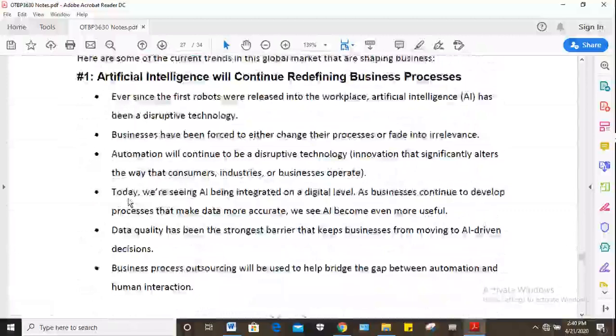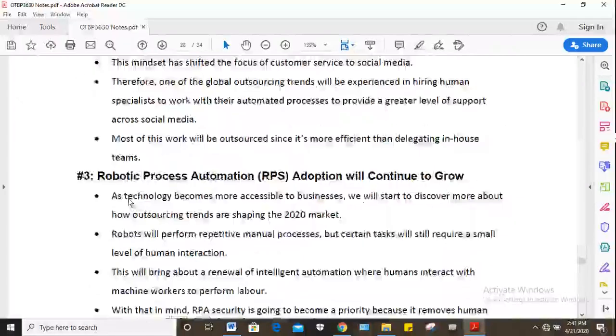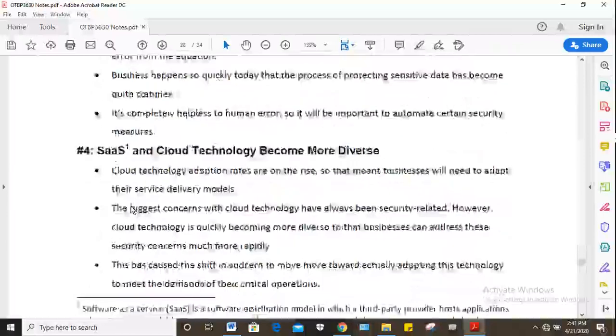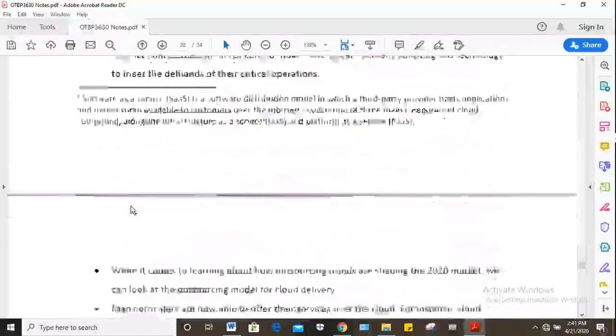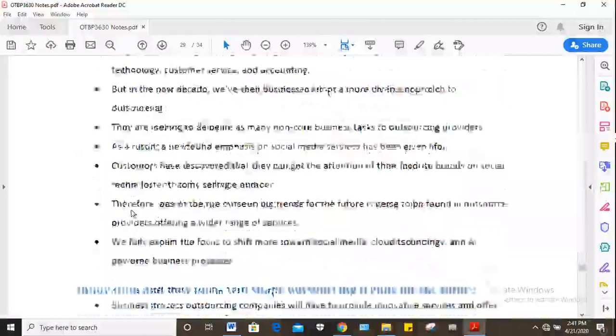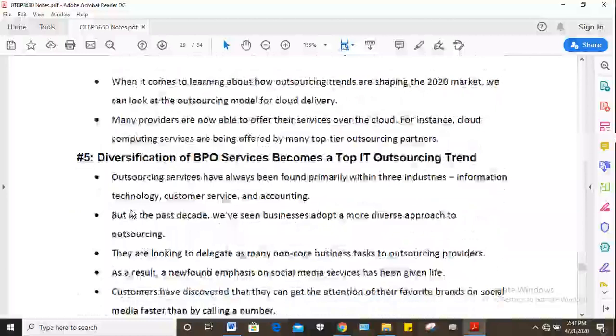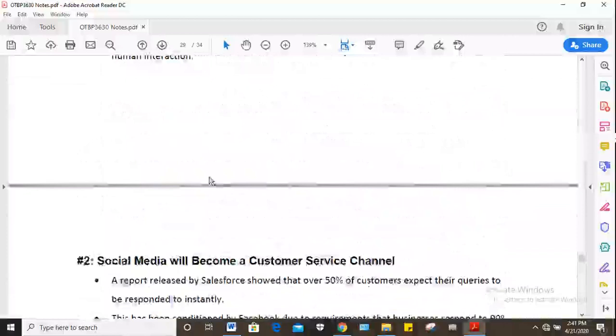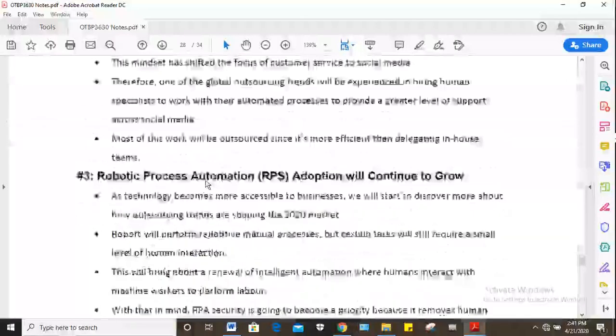One of them is artificial intelligence, which they call AI. Then there is the issue of social media. Then also robotic process automation. Then there is SaaS. It's a very interesting software. Then also diversification of BPO services. Those are the 5 key ones. So you need to be able to explain these trends that are going to happen from 2020, this year, going into the future. These things are going to shape outsourcing.